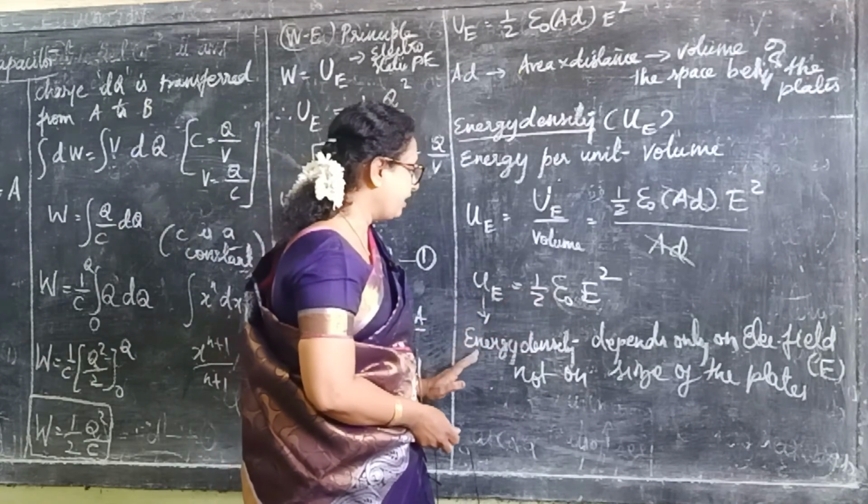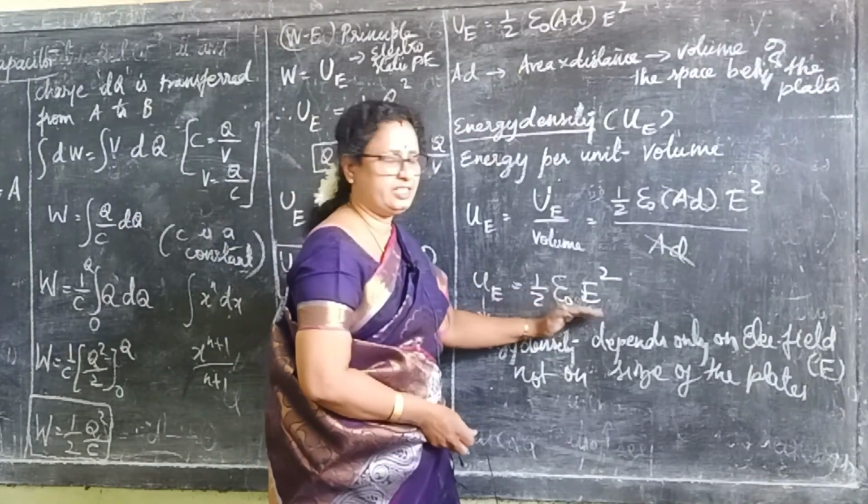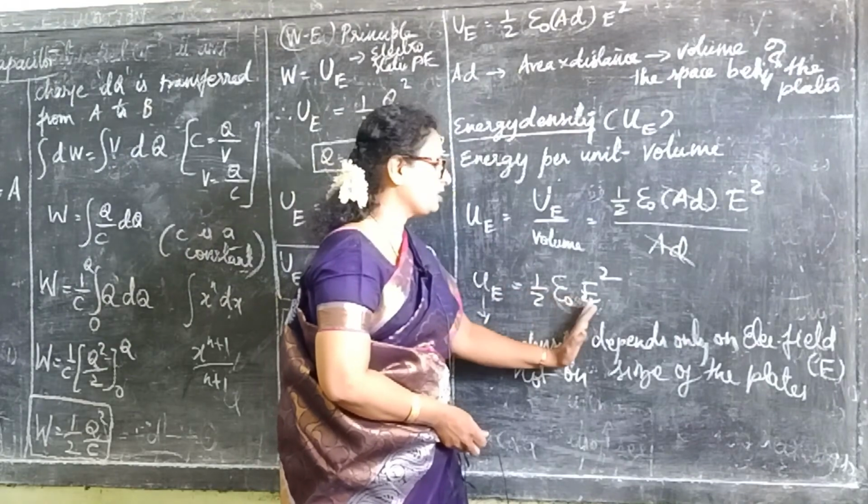So, this is the formula for energy density. Energy density u_e is equal to half epsilon naught E squared.